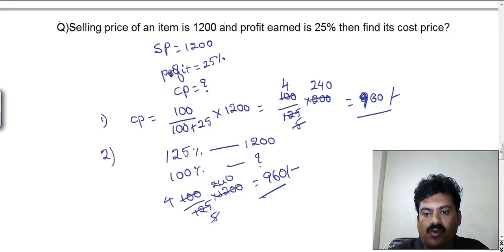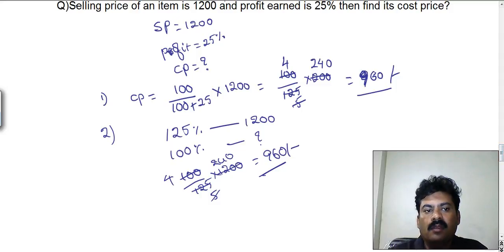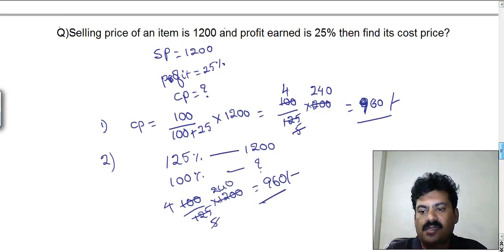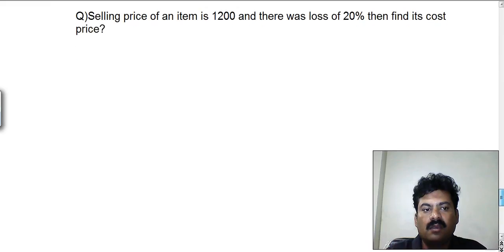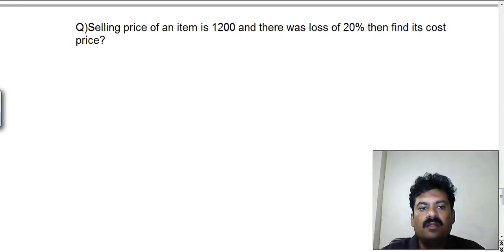Either formula or else you can go for a simple chain rule. Okay, this is one problem where selling price has been given to you, profit percentage has been given to you, and you are asked to find out the cost price. Suppose there is a selling price and the loss percentage has been given to you, and you are asked to find out cost price. When you look into this problem, the selling price of an item is 1200 and there was loss of 20%, then find its cost price.